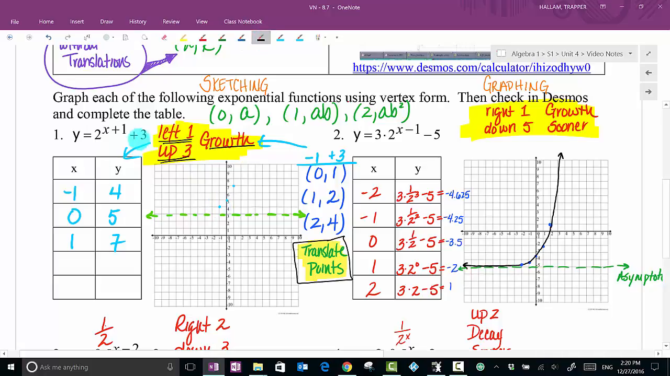I know that I'm going to get, it's a growth, so I should be increasing up to the right side, and I should be getting really close to that asymptote on the left. So I'm going to sneak it up here, and I'm going to have a nice smooth curve. And that's a nice sketched exponential function.